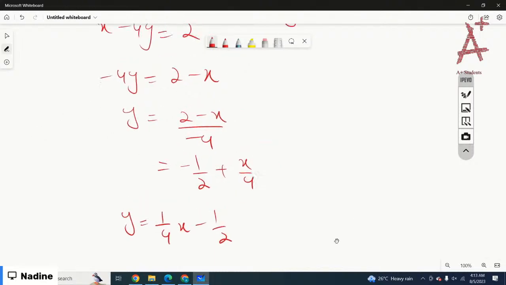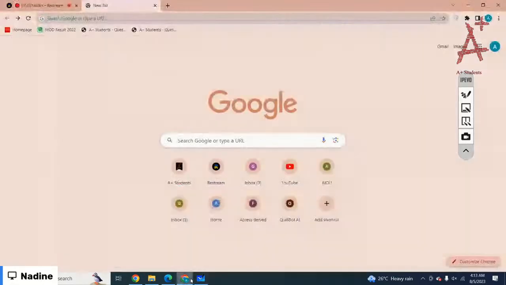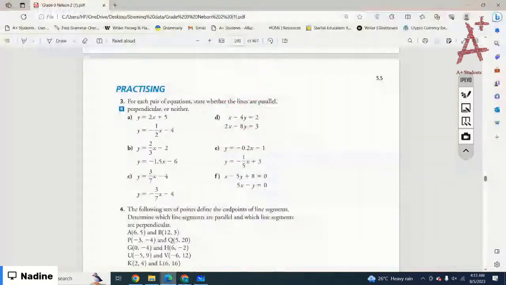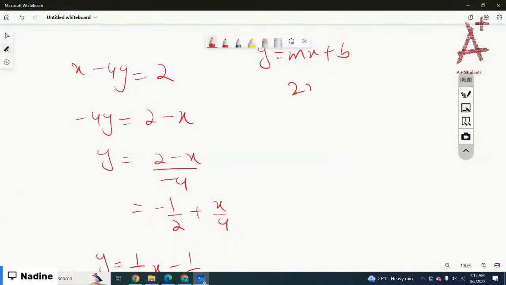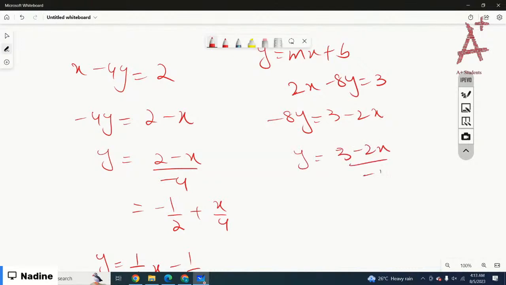Okay, just rewrite the second equation. The second equation is negative 8y equals 3 minus 2x. Divide both sides of the equation by negative 8. 3 minus 2x over negative 8. So it would be 1 over 4x minus 3 over 8.